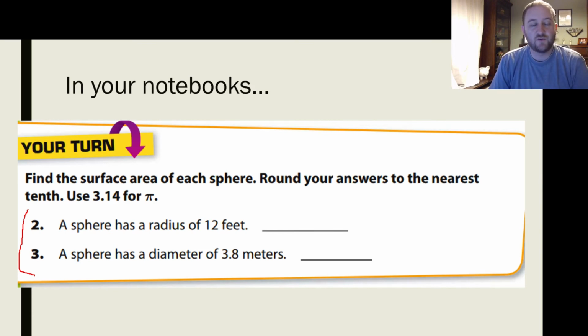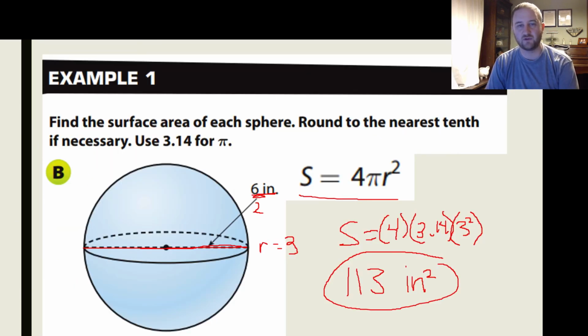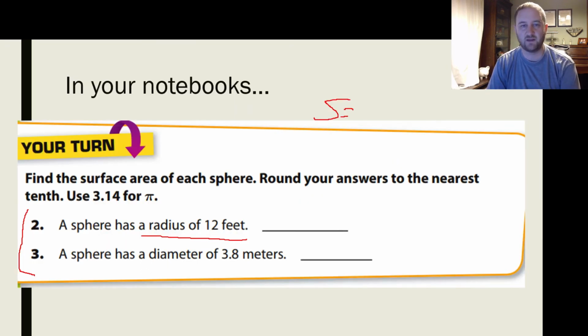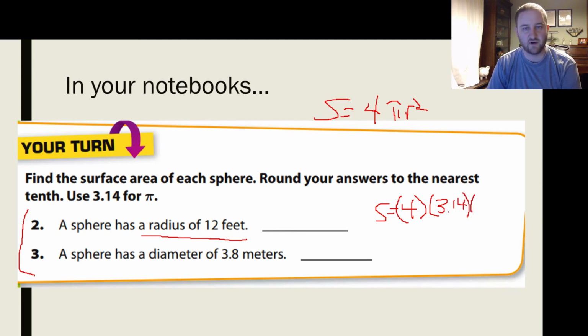Hopefully you took the time to actually work these out on your own. Let's go through these now. A sphere has a radius of 12 feet. Again, we need to go back to our formula: S equals 4 pi r squared. So we're going to plug in S equals 4 times 3.14 times our radius squared. Our radius is 12, so it's 12 squared.